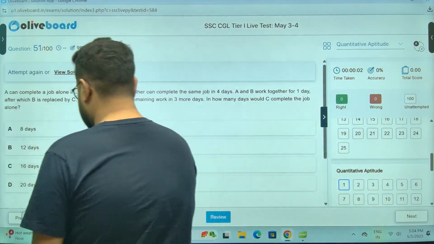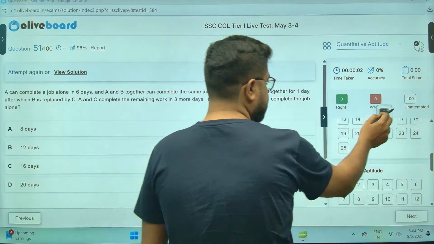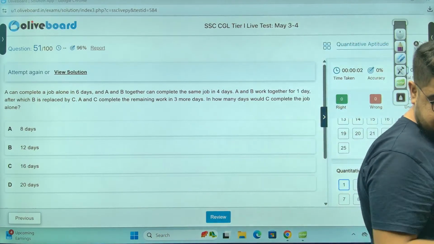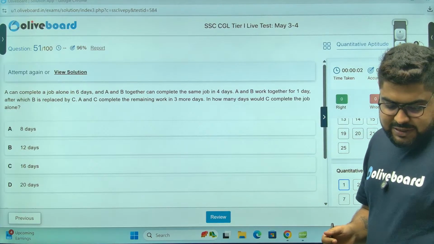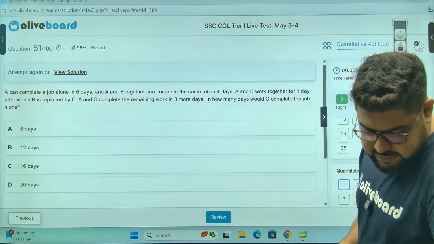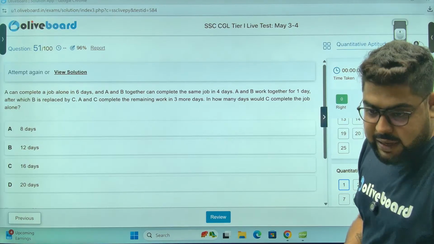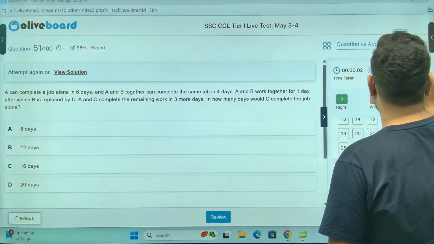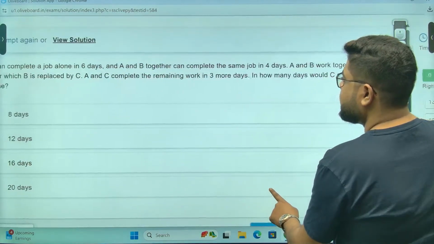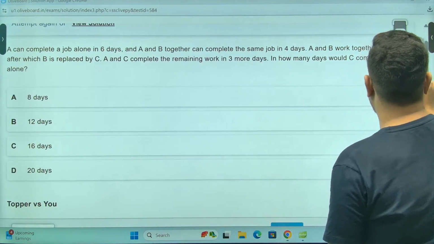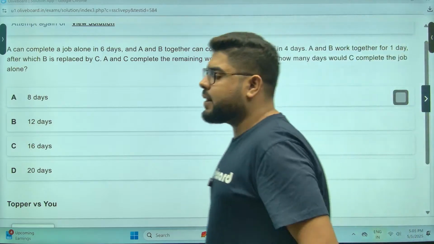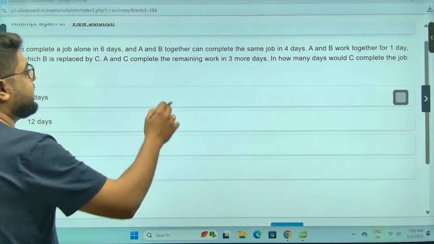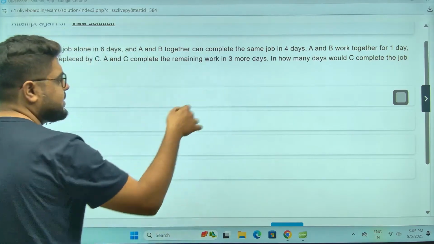So the first question of quant is this one, sir. Let's start. Let's see what is given. A can complete a job in 6 days and A and B together can complete the job in 4 days. Acha, then there's some story given.